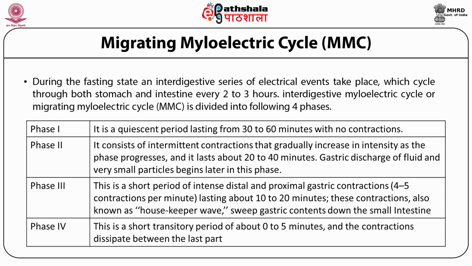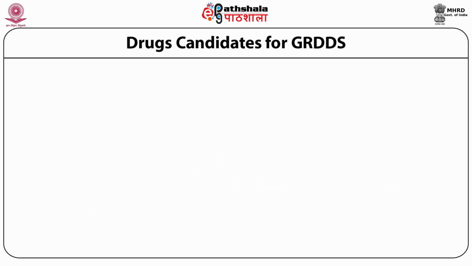Phase 4. This is the short transitory period of about 0 to 5 minutes, and the contractions dissipate between the last part. The drug candidates for the formulation of gastroretentive drug delivery systems. As in other cases, there will be a suitability check for the formulation of gastroretentive drug delivery system. The drugs primarily can either be used for the local action, or they can also be exploited or explored for the systemic action, depending upon the intentions of the formulators.